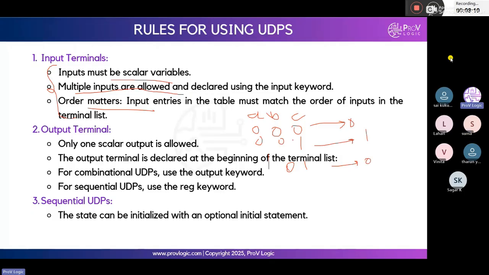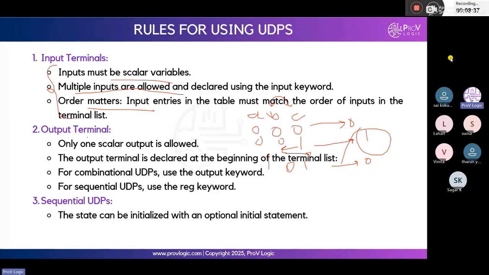But if you interchange B and C here, the 1 will be interchanged to here and the 0 will be interchanged to here, but the output will be the same as we are writing using the truth table. So that's why we cannot interchange any variables. Whatever the truth table is, in the same way you need to follow the order.